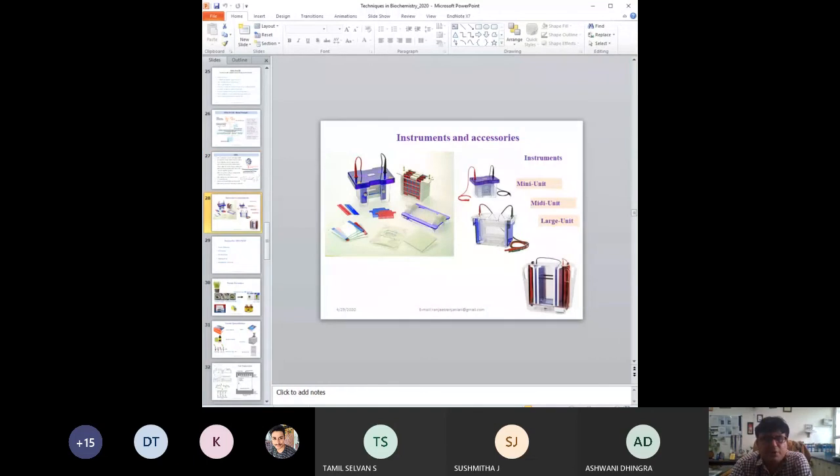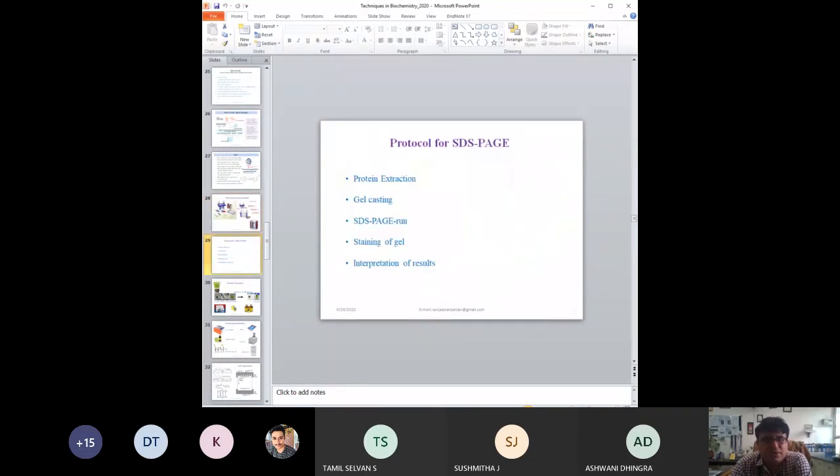Then I also explained the different instruments and accessories we use in SDS-PAGE. I told you we have three different types of units: one is the mini unit, which is a smaller one, then we have a midi and a large unit. And then I also told you the pros and cons of these units, how much time they take, what the cost of these units is, and what the cost per sample will be. So all that information was given.